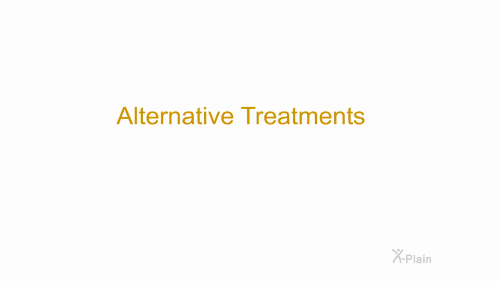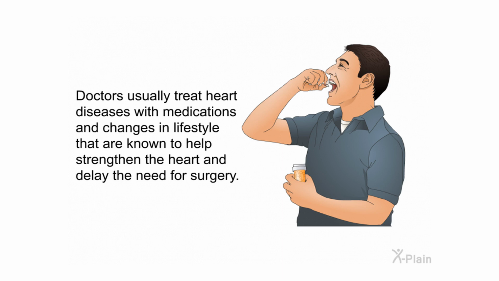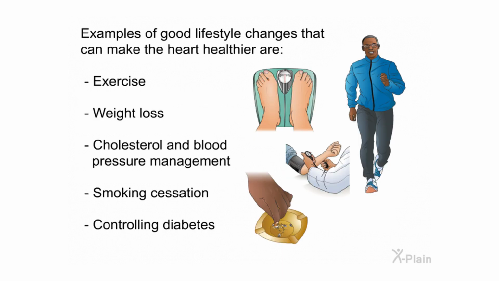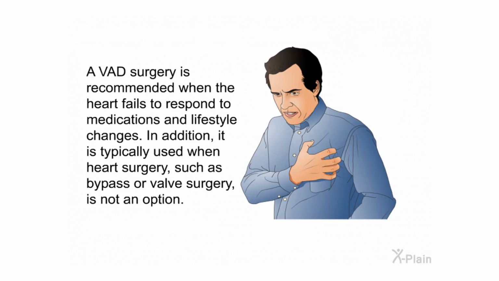Alternative treatments. Doctors usually treat heart diseases with medications and changes in lifestyle that are known to help strengthen the heart and delay the need for surgery. Examples of good lifestyle changes that can make the heart healthier are exercise, weight loss, cholesterol and blood pressure management, smoking cessation, controlling diabetes. A VAD surgery is recommended when the heart fails to respond to medications and lifestyle changes. In addition, it is typically used when heart surgery, such as bypass or valve surgery, is not an option.